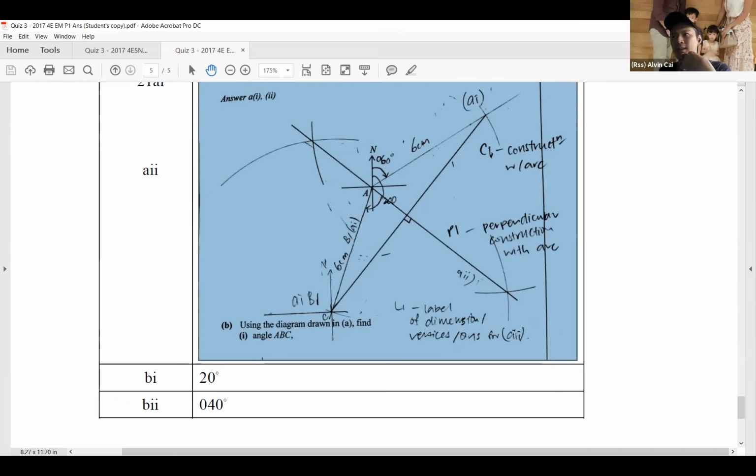So we are now done with this Paper 1, 2017. After going through this, please at least have some sensing of what your score is like. Then try to improve your score for the next paper.